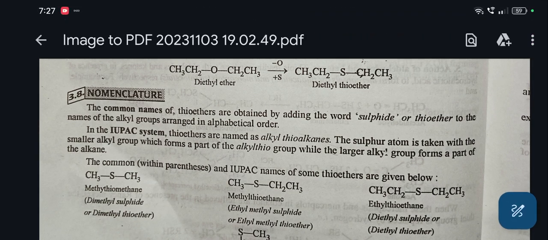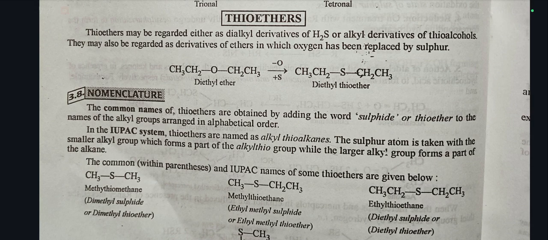Thioethers. Thioethers may be regarded either as dialkyl derivatives of H2S or alkyl derivatives of thioalcohols. They may also be regarded as derivatives of ether in which oxygen has been replaced by sulfur. Diethyl ether, CH3CH2OCH2CH3; the reaction proceeds and diethyl thioether is formed, CH3CH2SCH2CH3.